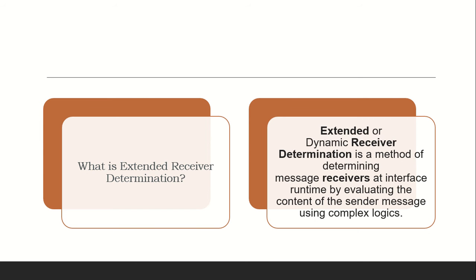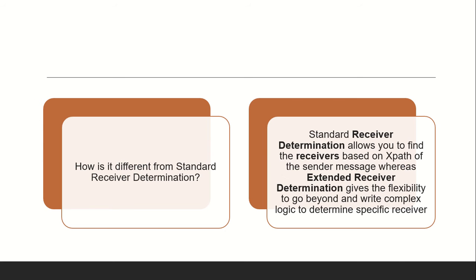So by the definition, you'll get to know that whenever there is a complex logic to be put in place to determine the receiver, you need to go for extended receiver determination. How is it different from standard receiver determination? Well, standard receiver determination allows you to find the receiver based on XPath of the sender message, whereas extended receiver determination gives you the flexibility to go beyond and write complex logic to determine the specific receiver.